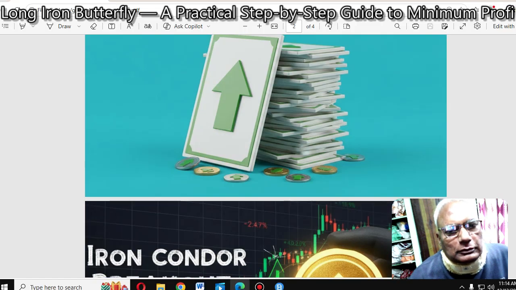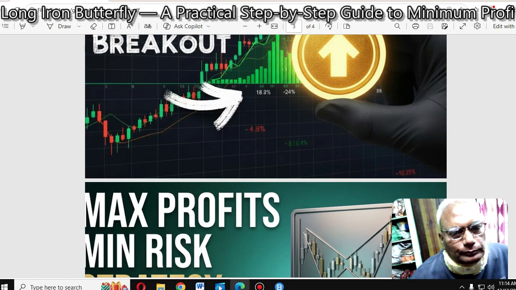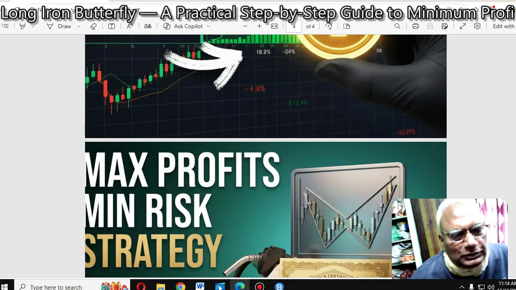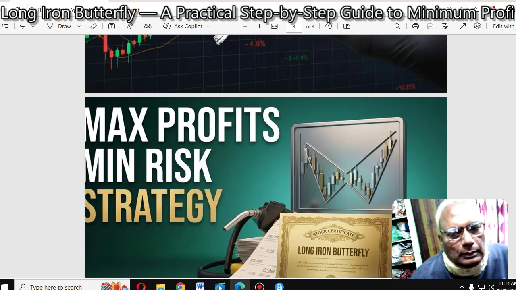Crypto and stock surge. Iron condor breakout. Maximum profit, minimum risk strategy. That is the long iron butterfly.